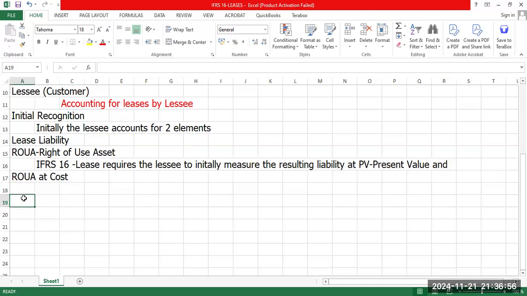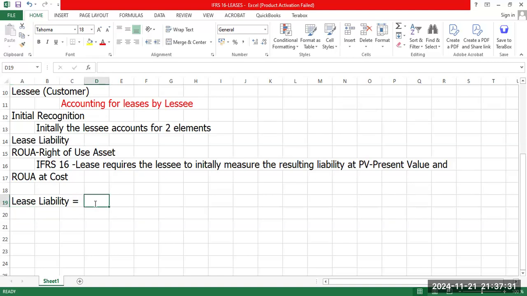So, what is the lease liability? What is actually lease liability? Initially, if you were to get the lease liability, you cannot get present value when you don't actually know the lease liability. Are we together? So you need to first know the lease liability, and then you look for its present value.